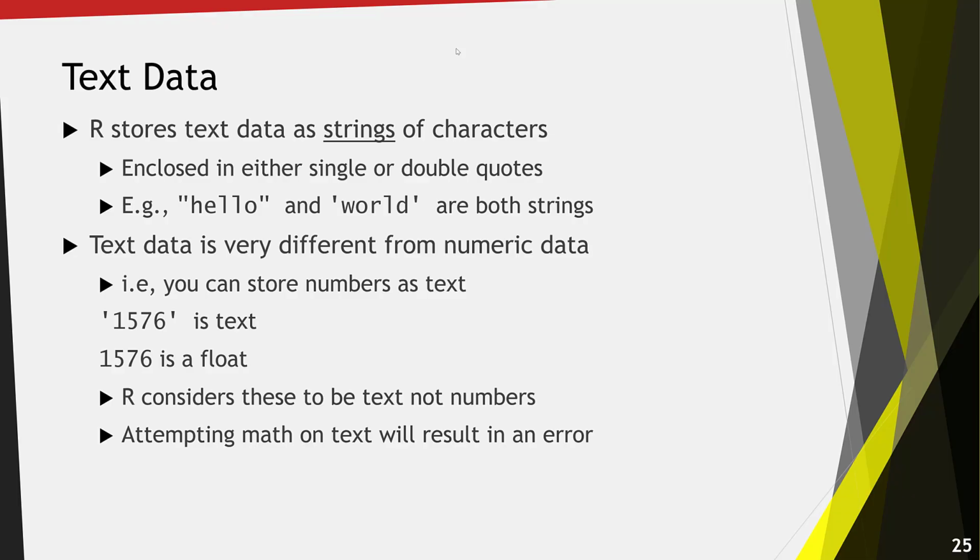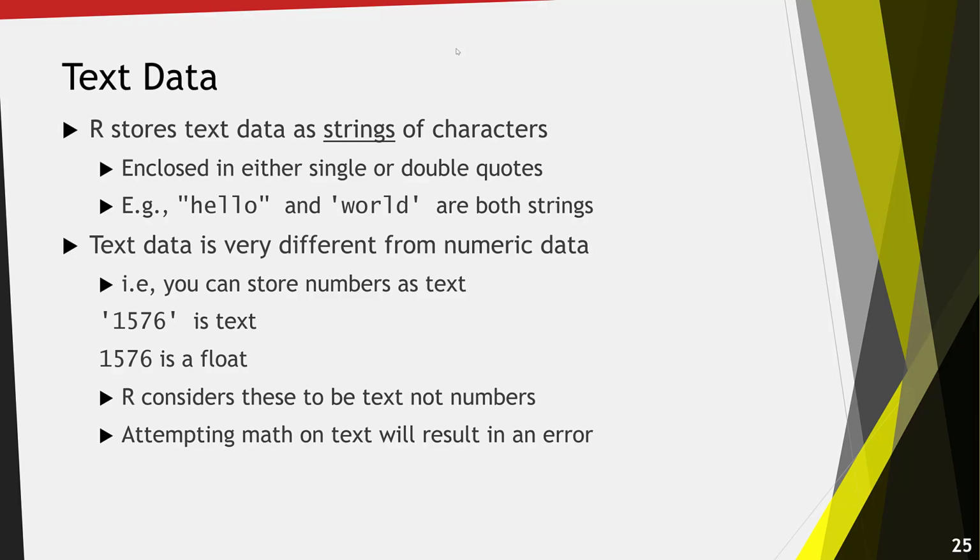R is also able to store text data. The way it stores text data is as strings of characters. These are enclosed in either matching single or double quotes. So the example that I have here, hello in double quotation marks, is a string, and also world in single quotation marks is a string. The important thing is they always match.